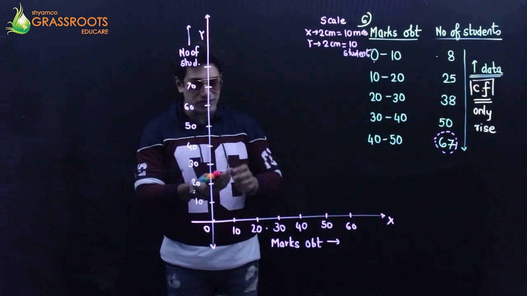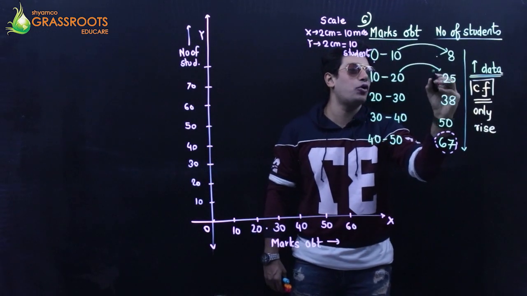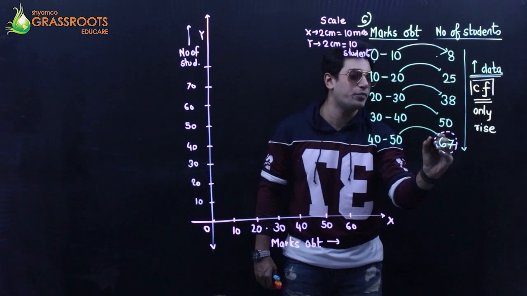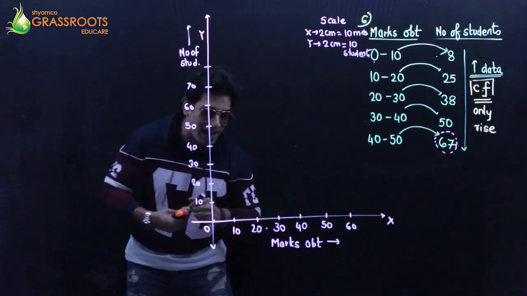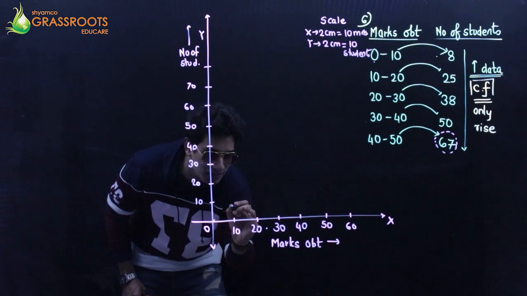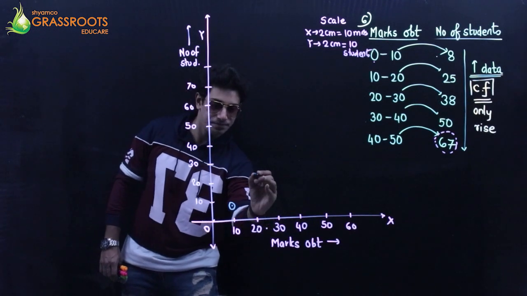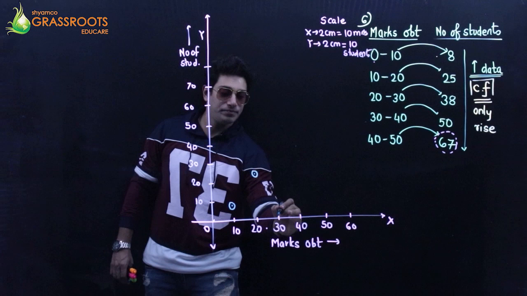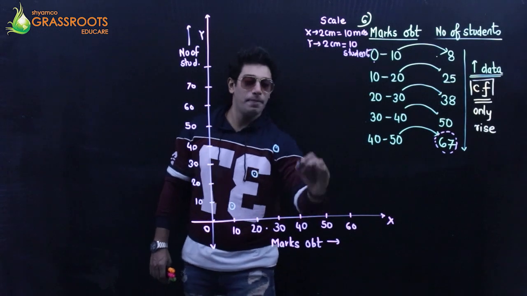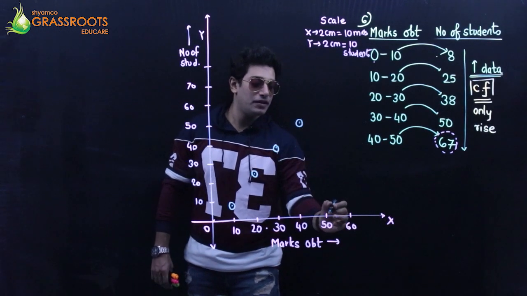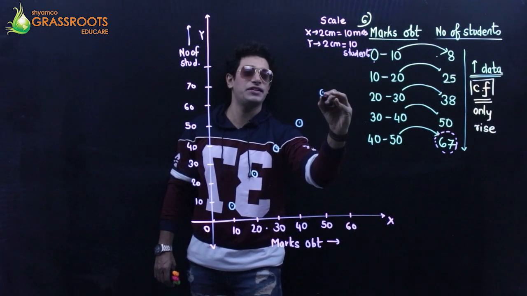The first plot is always going to be from the upper limit. I have told you time and again, the ogives are plotted with the upper limit. So at 10, I'm going to plot 8. At 10, the plot should be on the 8th line between 0 to 10. At 20, it's going to be 25. At 30, 38. I'm going to plot 38, the 8th division between 30 and 40. At 40, I'm going to plot 50. At 50, I'm going to plot 67, between 60 and 70, the 7th division.